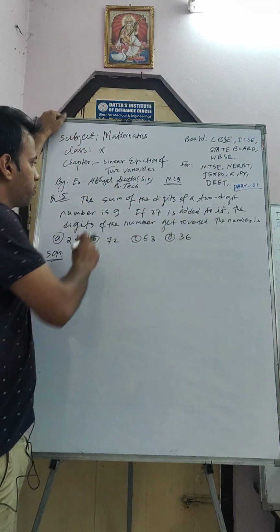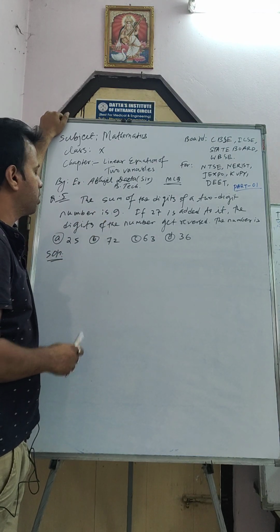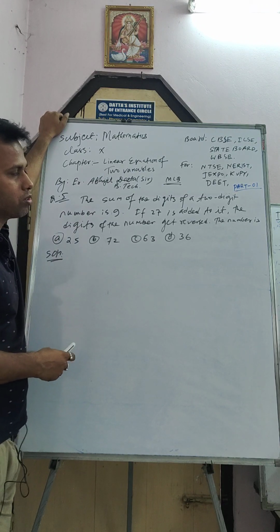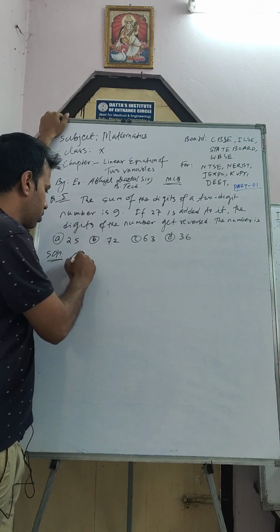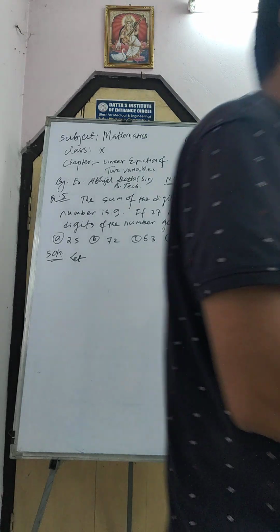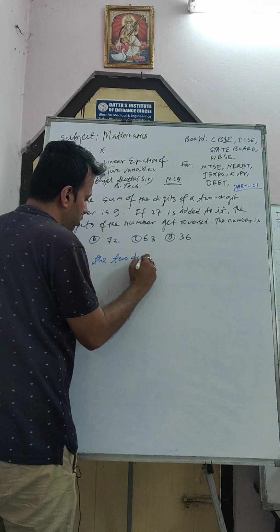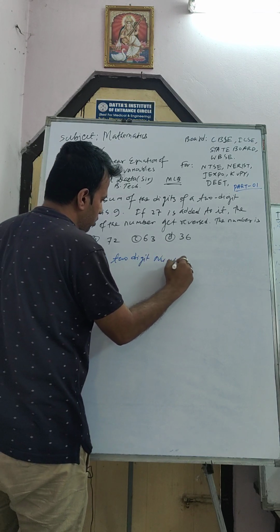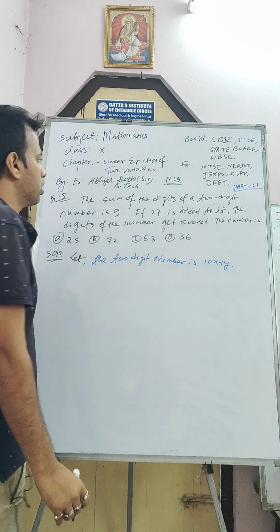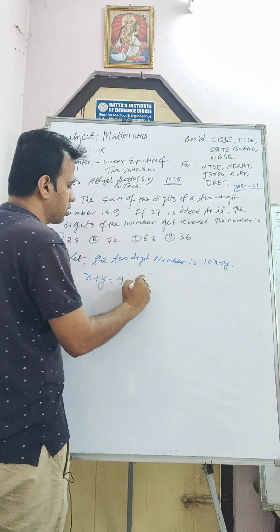Okay. So the sum of the two digits of a two digit number is 9. If 27 is added to it, the digits of the number get reversed. So we have to find out the number. So let the two digit number be 10x plus y. Hence the sum of the digits, that is x plus y, is 9, it is given.